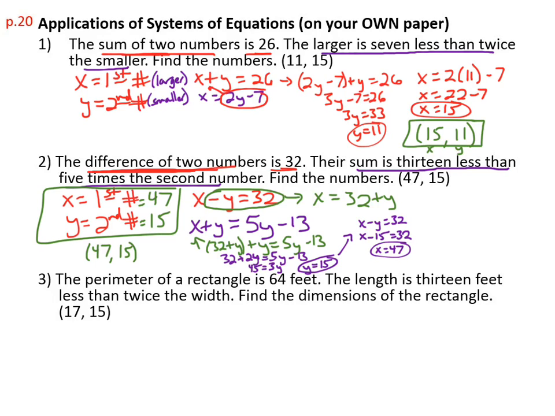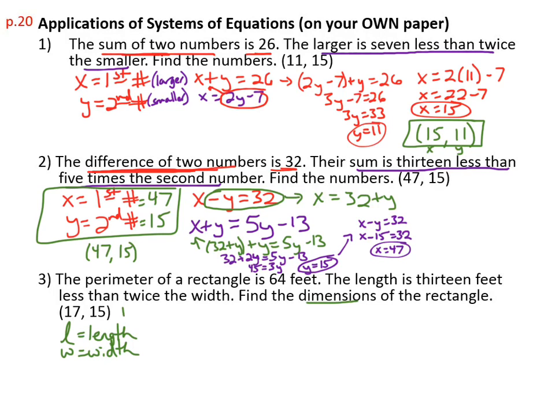The other type of problems that are used frequently with systems of equations are talking about perimeter or maybe area. So keeping in mind when we see something like the perimeter of a rectangle is 64 feet, the length is 13 feet less than twice the width. We want to find the dimensions. So we're looking for the length and the width. That's giving us the idea of what variables are going to be used in the equation. So we're going to say L is our length and W is the width.